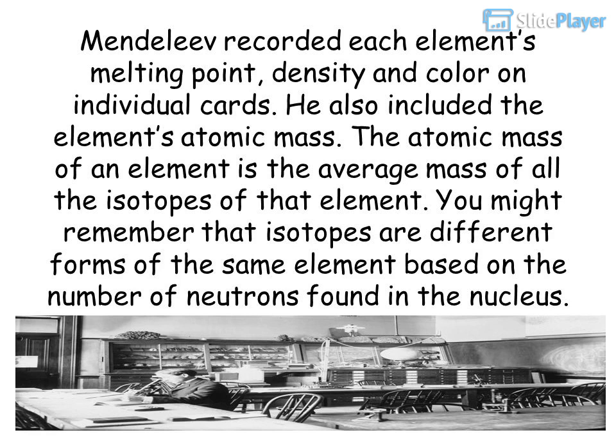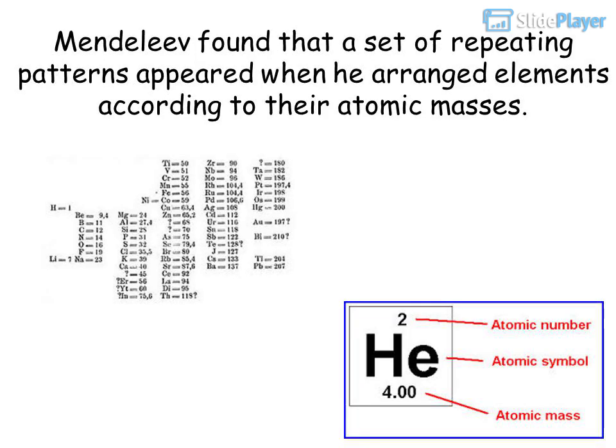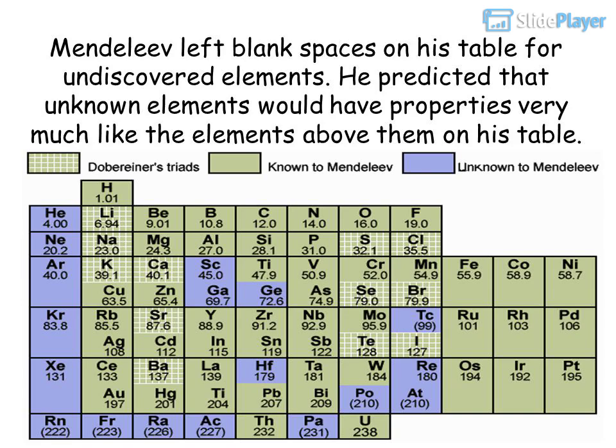You might remember that isotopes are different forms of the same element based on the number of neutrons found in the nucleus. Mendeleev found that a set of repeating patterns appeared when he arranged elements according to their atomic masses. Mendeleev left blank spaces on his table for undiscovered elements.